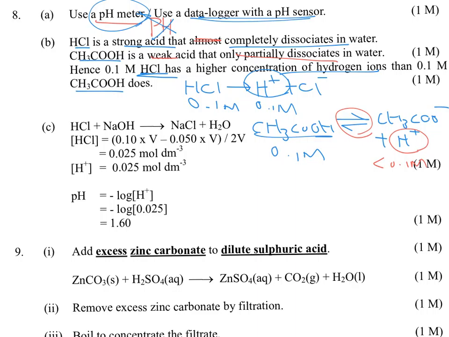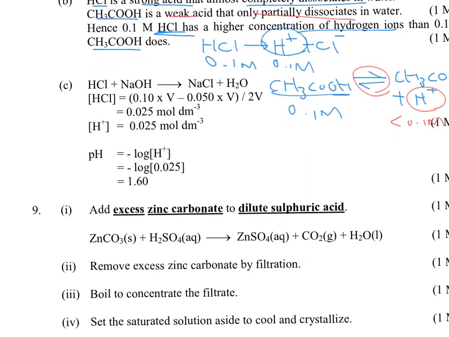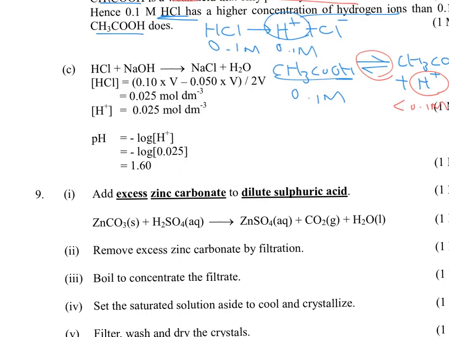Okay, and this question is very difficult for Form 4, part C. So how do you cope with this? The question is asking you, when we mix two solutions, one is 0.1 M hydrochloric acid and the other 0.05 M sodium hydroxide with equal volume, what will be the pH value of the solution? And I will let you know.